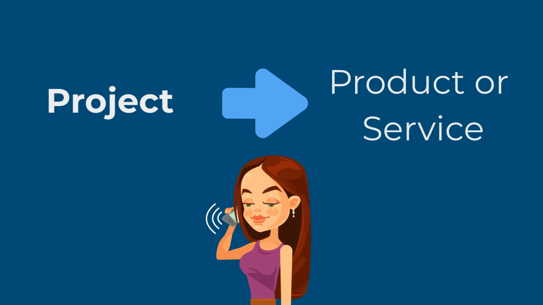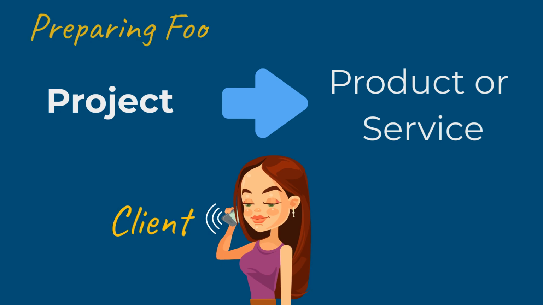Your girlfriend is hungry, so she has a need for food. You go to the kitchen and prepare some pasta for her. In this example, your girlfriend is the client, preparing food is the project, and the pasta is the product.